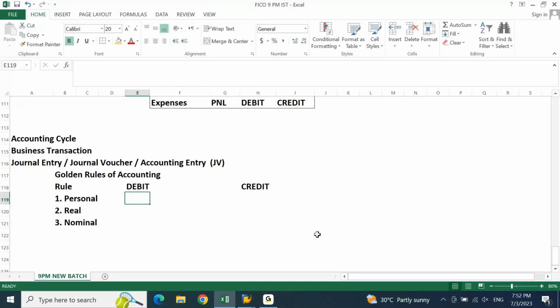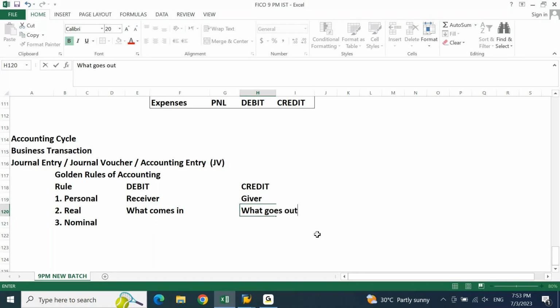Debit the receiver, credit the giver. According to personal account, you are going to debit the receiver and credit the giver. And according to real account, you are going to debit what comes in and credit what goes out. What comes in will be debit, whatever is going out will be credit.